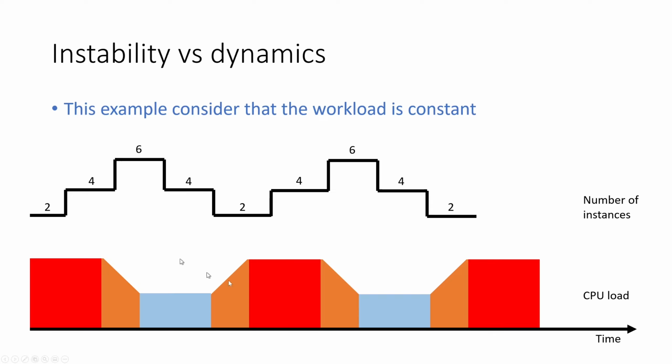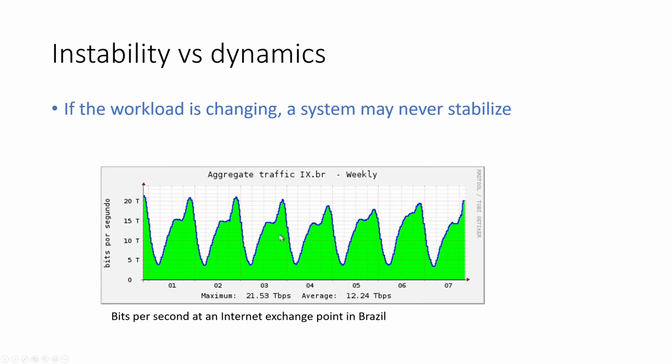So in this example, we're saying that we get instability because we are assuming that the workload is constant. So here, if we have the same amount of users over time, and the number of instances and the load is fluctuating like this, then we have instability because it's constant workload, constant number of users, but the number of instances and the CPU utilization are unstable. But if we actually have a dynamic workload, then it's not instability and it's okay.